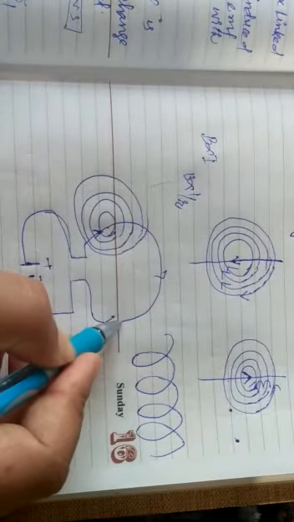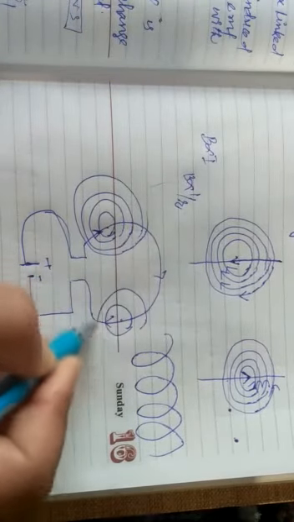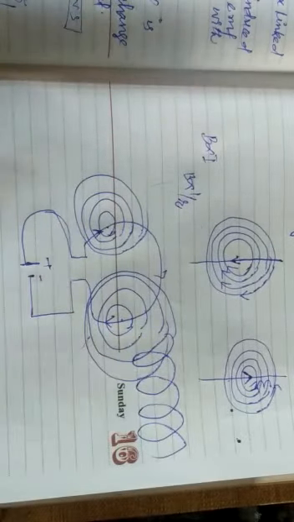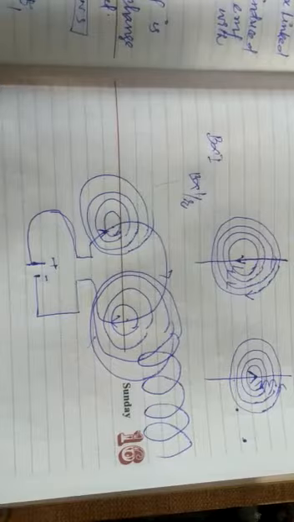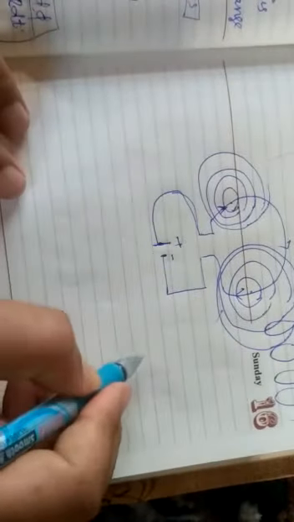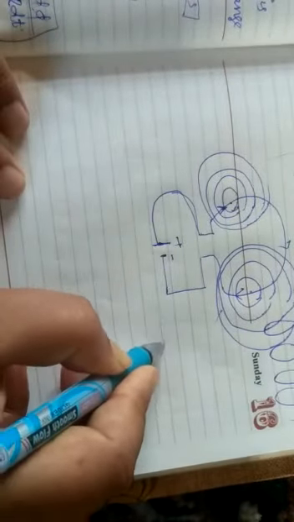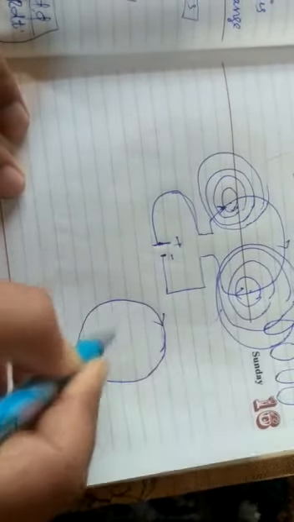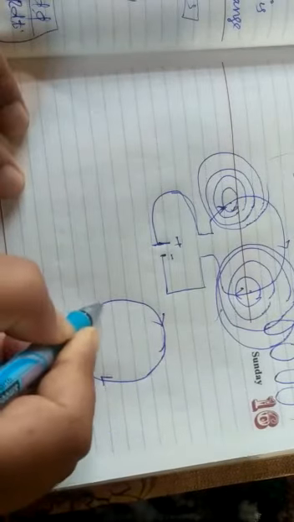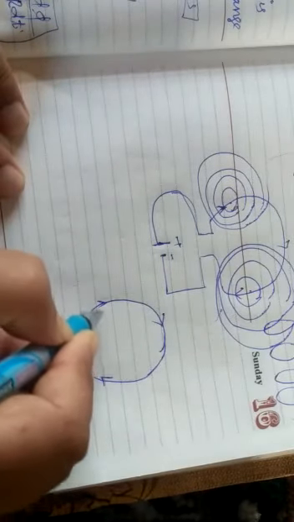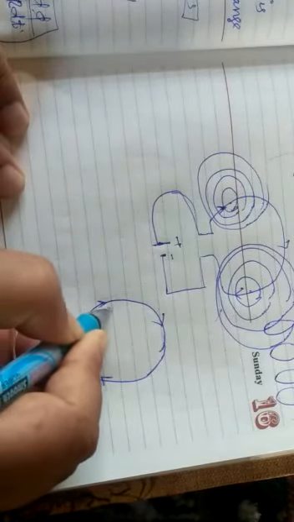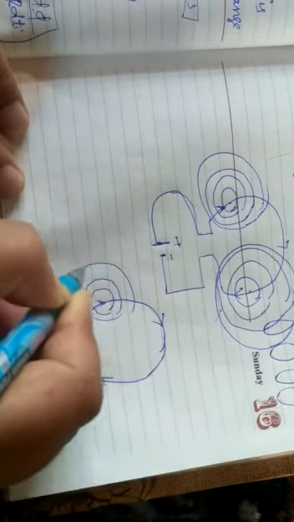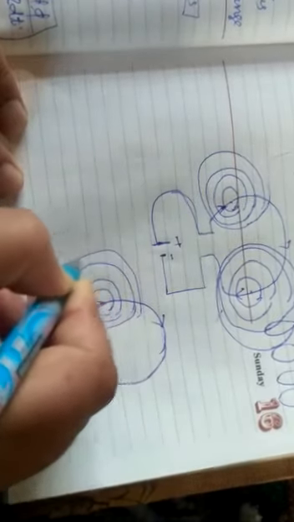And if we take any point here, it will again be in the form of concentric circles like this. Once again I will show it. If this is now the loop and this is the direction of current in this loop, so I have to use the right hand thumb rule. Now this will be the what? This will be the magnetic field around it.